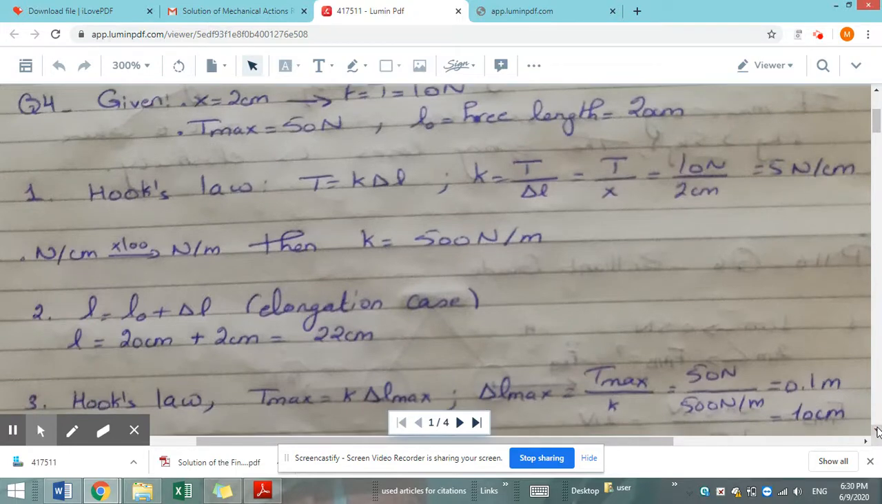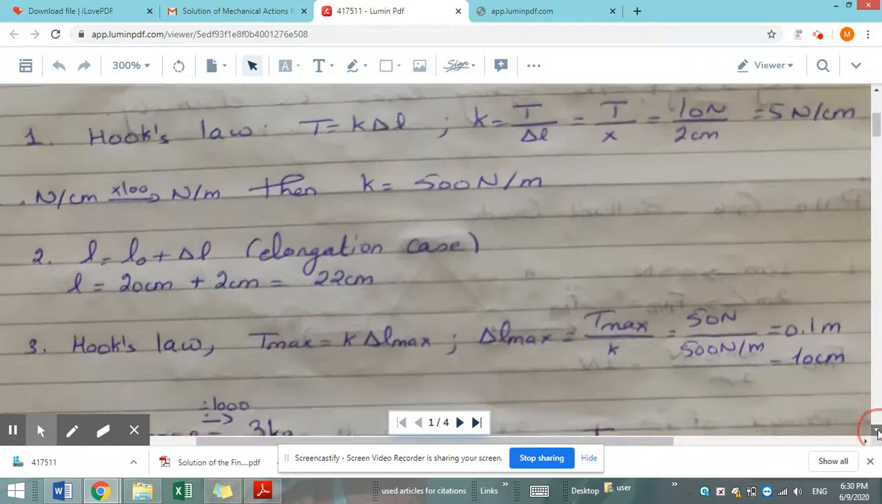So logically, as long as this is an elongation case, the new length L is the initial length L0 plus delta L, the elongation, which represents by how much the spring was elongated: 20 centimeter plus 2 centimeter. These both are given. Its new length is 22 centimeter.